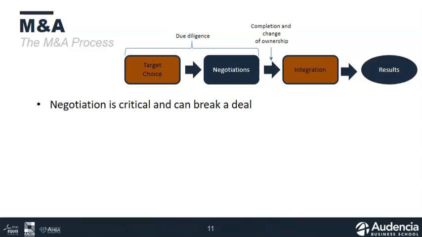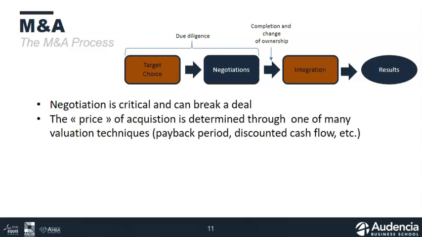So the second stage would be negotiation. We've gone into our analysis, we've assessed the fit of the organization. Now we can start negotiating. And so bear in mind that negotiation is critical, and it can break a deal down. We can actually find a good partner, and if negotiation doesn't go well, it can destroy a potential deal.